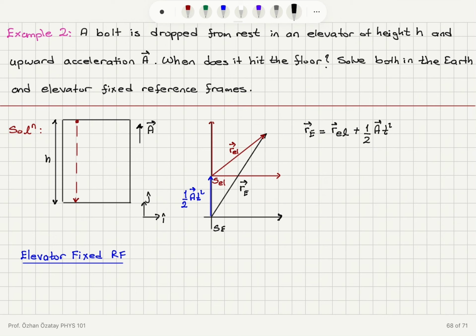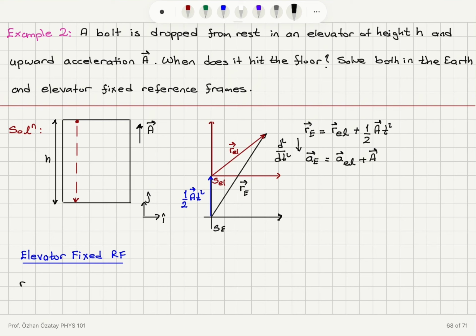And therefore, if you take a derivative twice, you can see that the acceleration reported by the Earth observer is the acceleration reported by the elevator observer plus a. So this is taking the derivative of the position vector twice, with respect to time, d squared over dt squared. Okay, so let's solve this problem in the elevator fixed reference frame.